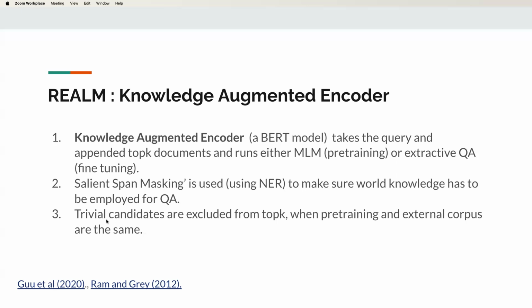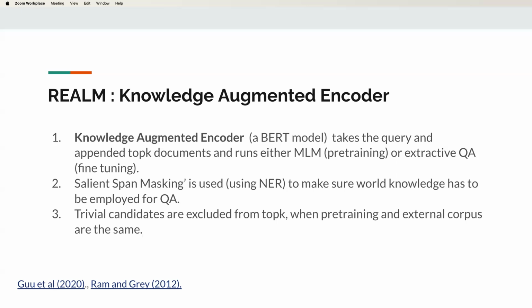Also, trivial candidates were excluded from top K, which means that I think I explained the trivial candidates first. My bad. So what this means is if you get like 5 documents and the answer to whatever mask you want to fill is exactly based on document one, so basically the sentence that you're trying to unmask through the pre-training comes from document one, then it's just going to copy the exact words that are unfilled and fill in the mask, which will not work.